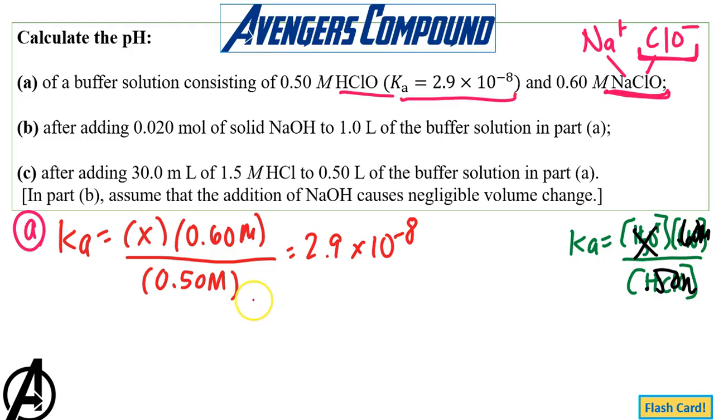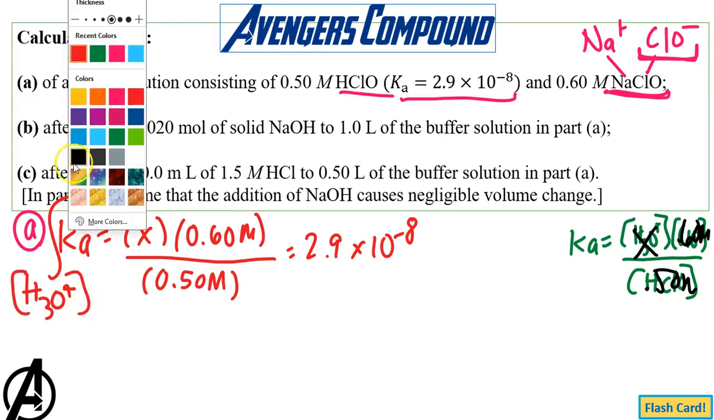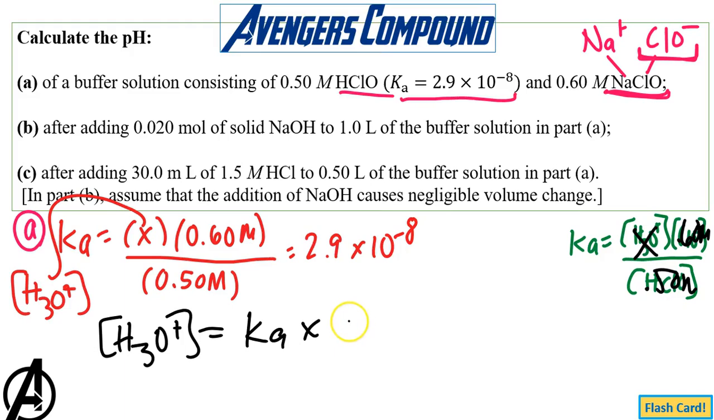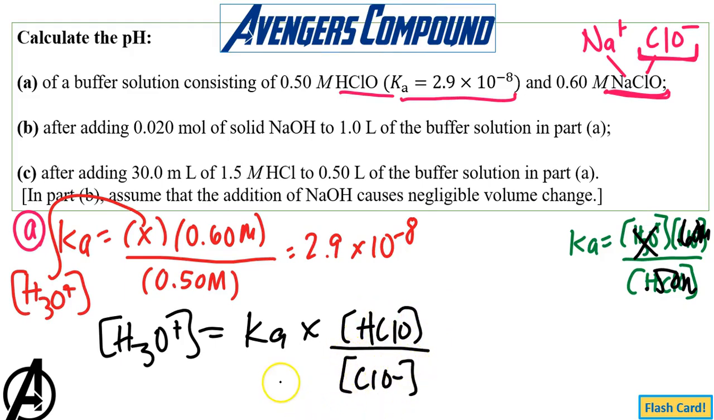Now, normally what we would do, we would solve for X. Why? Because X is equal to our H3O plus concentration. We saw that, right? We just saw that. And so what else or how else can we rearrange this? Well, when we looked at our buffers in our previous discussion, what did we say? We said our H3O plus is equal to our Ka value times our weak acid, which is going to be our HClO, the concentration of that divided by the concentration of the conjugate base.